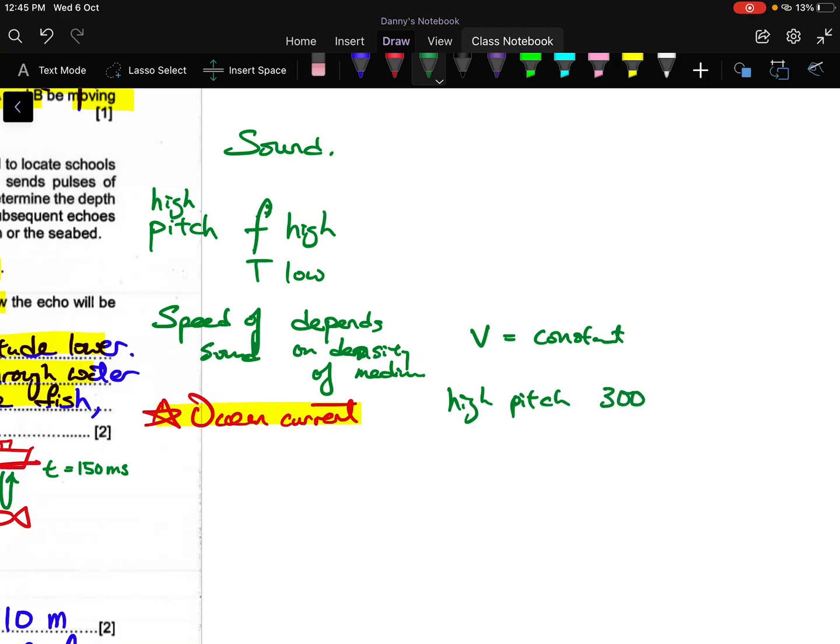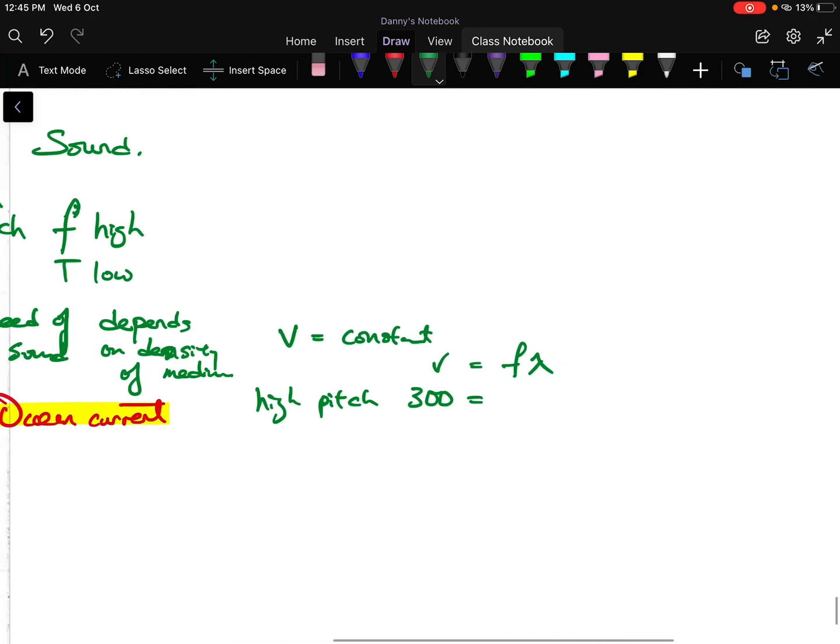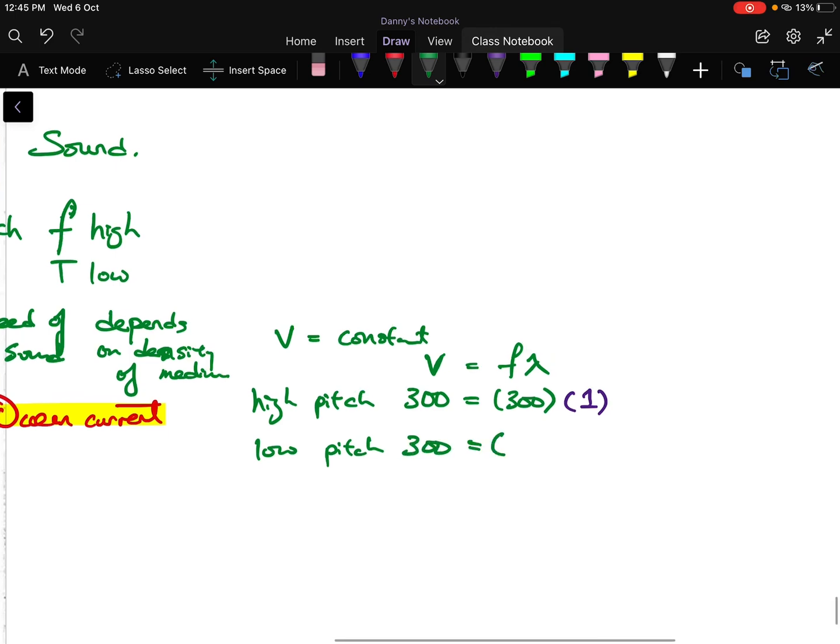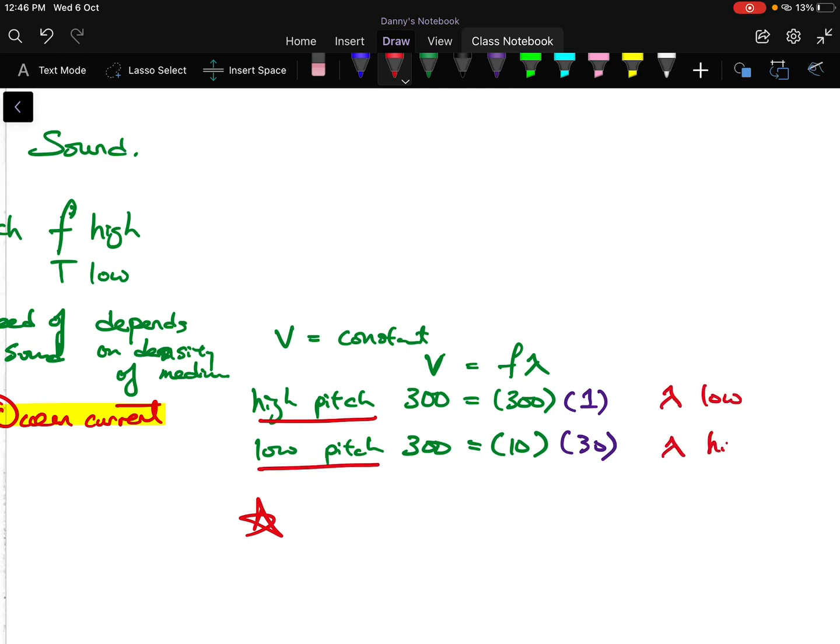Now what it means, if you have high pitch, for example, let's say the speed is 300. So v equals f lambda. High pitch, maybe you scream at 300. What would be your lambda? 1. So next time if you shout at low pitch, the speed of sound is still 300 because it's still in air. Let's say now your frequency is of course lower. Then what would be your wavelength? Your wavelength would be 30. So what does this tell you? High pitch, your lambda is low. Low pitch, your lambda is high.